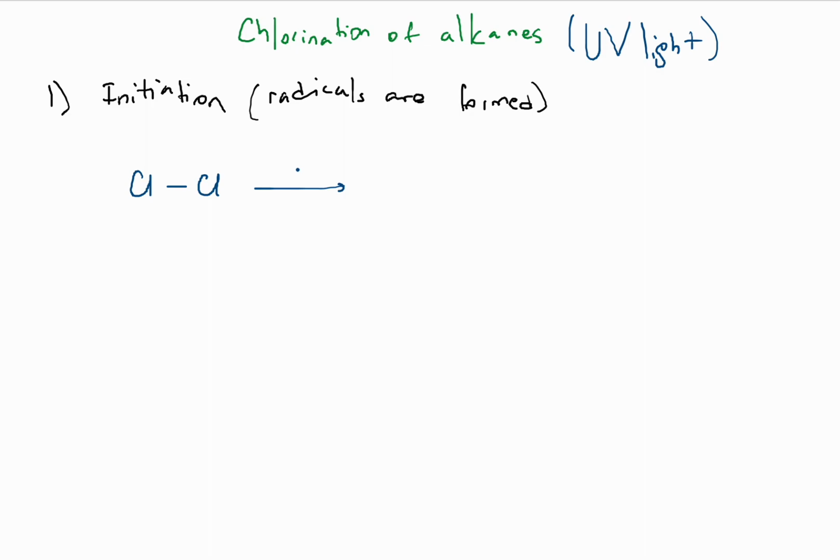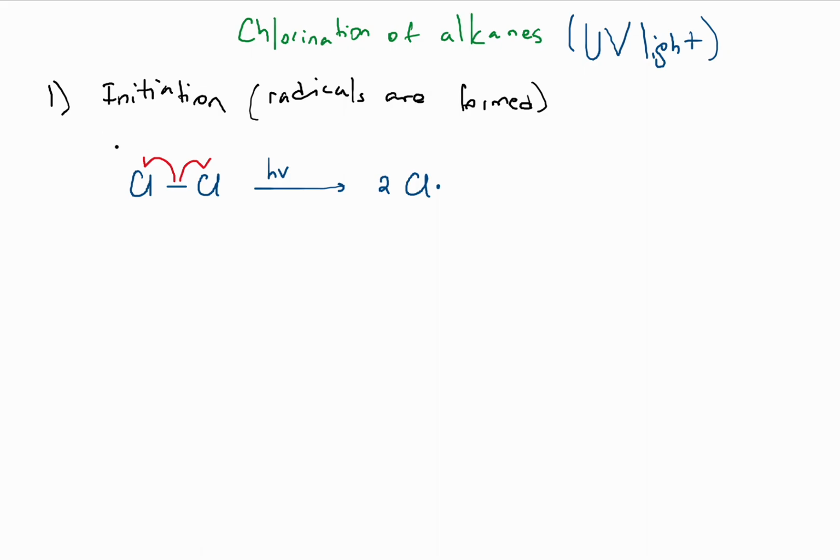When I have UV or hv, what will happen? The electron pair between the chlorine atoms will break homolytically. That means one electron goes to this chlorine and the second electron goes to the other chlorine. We will form 2 chlorine radicals in this case. This is how we get our radical.